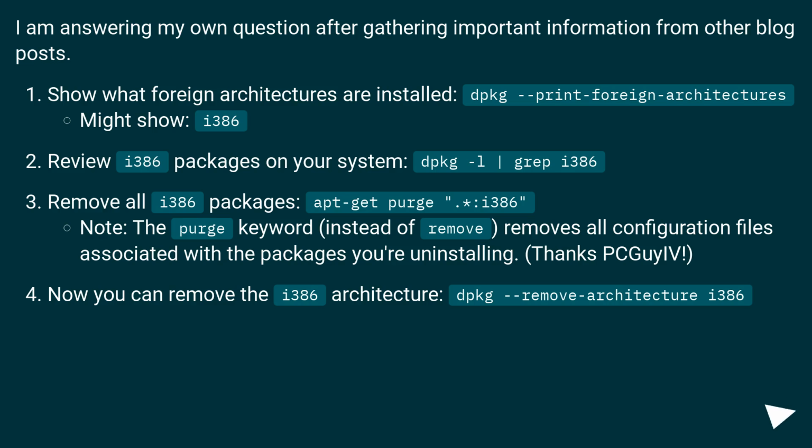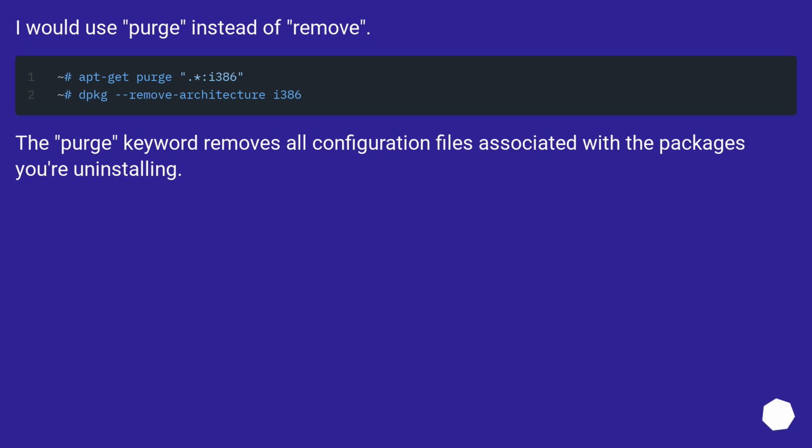Now you can remove the i386 architecture: dpkg --remove-architecture i386. I would use purge instead of remove. The purge keyword removes all configuration files associated with the packages you're uninstalling.